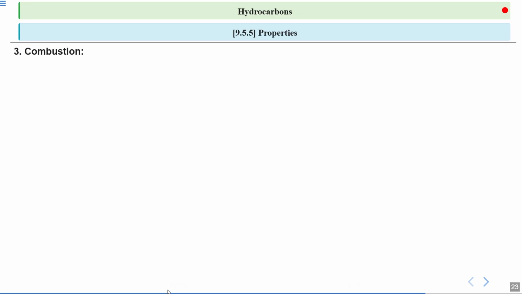Now we are going to discuss the last one, which is combustion reaction, which is a chemical process where a substance reacts with oxygen to produce heat and light. In the context of hydrocarbons, combustion is especially important because it is how fuels like petrol and diesel release energy. Let's look at how benzene, a common hydrocarbon, behaves during combustion. Benzene burns with a sooty flame when heated in air.